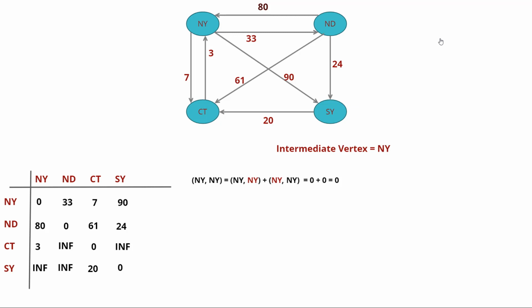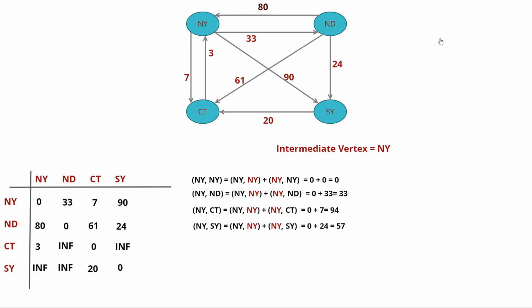Now let me continue to walk you through the flow of the program. The next source and destination pair will be NY and ND. Here, on inserting NY as the intermediate vertex between NY and ND, the path will be NY to NY and from there NY to ND. We know that NY to NY is 0 and NY to ND weightage is 33. Summing 0 plus 33, the result will be 33. It remains the same because NY to NY is 0, and on summing 0 the weightage remains the same. So this will be the case for the entire first row.